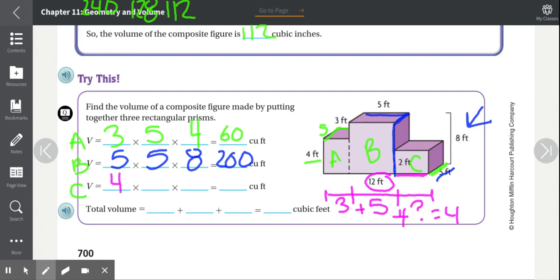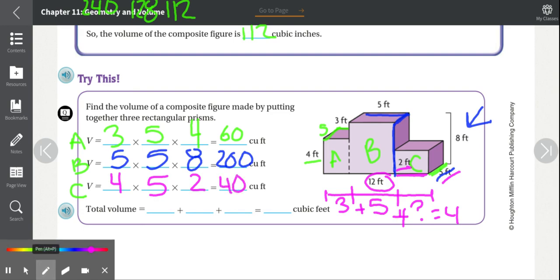Next, we need to find the width. The width, once again, is right here. It has not changed. It is 5 feet. And the height. The height is right here. They gave you that number. It's 2 feet. So to find the volume of rectangular prism C, we would multiply 4 times 5 times 2, and we would get 40.